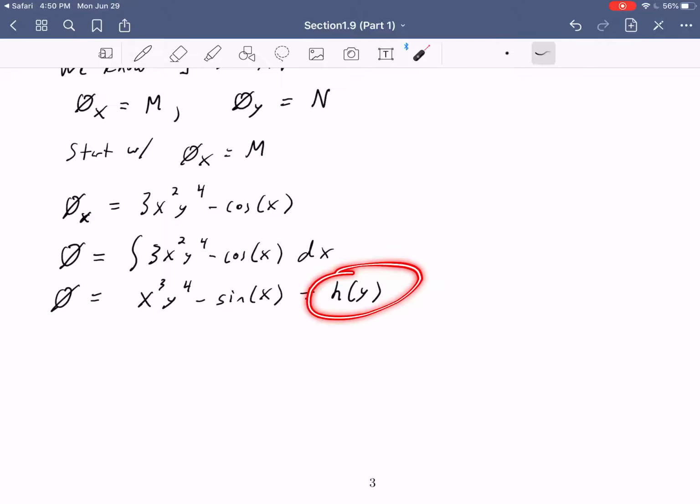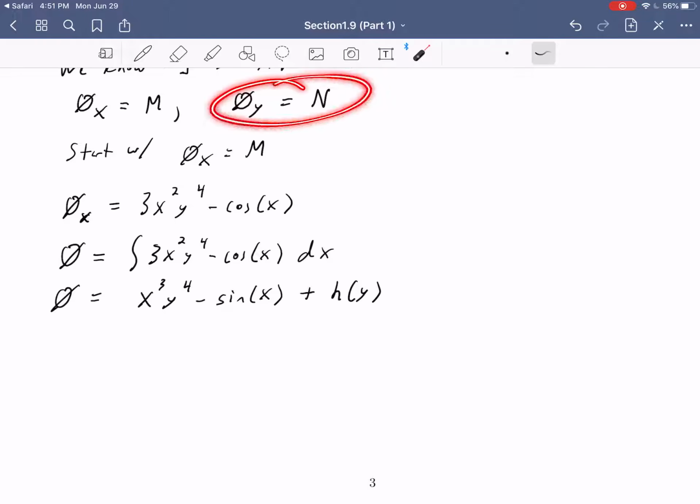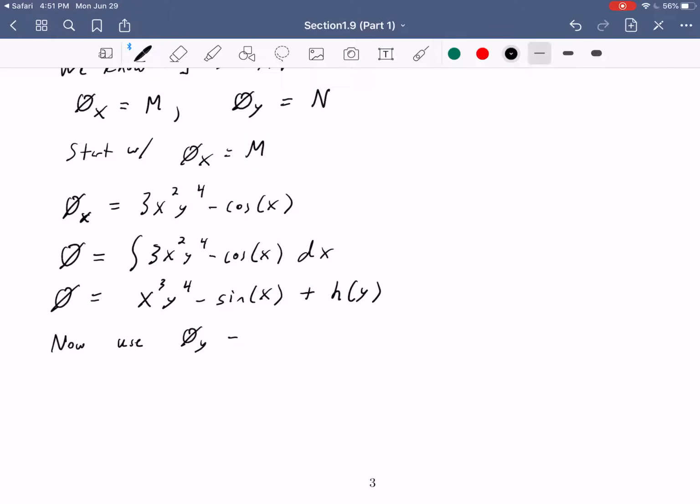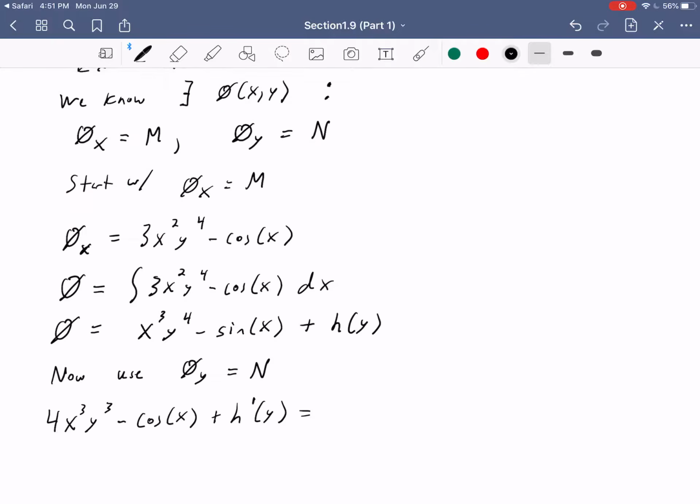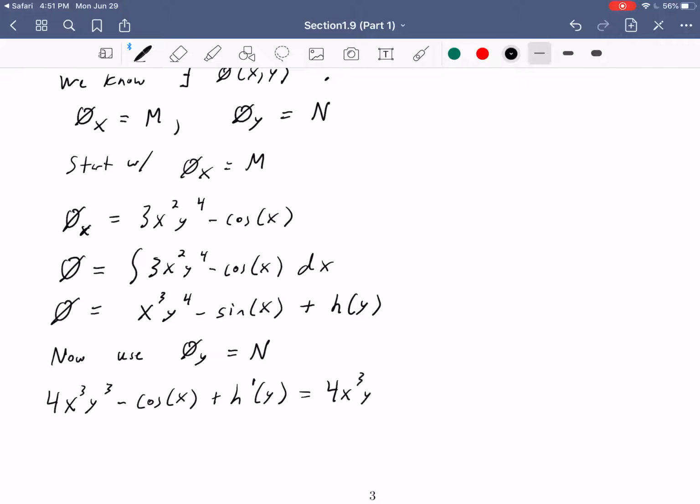So how do we figure out this h of y? Well, now we want to use the other. So now we use that the partial with respect to y is supposed to be n. So let's go ahead and do that. Let's differentiate this with respect to y and set it equal to n. So we're going to differentiate this with respect to y, treating x as a constant, so partial derivative with respect to y. So we should get 4x cubed y cubed minus cosine x plus h prime of y is going to be equal to n. What was n? Well, n was this stuff here, 4x cubed y cubed.